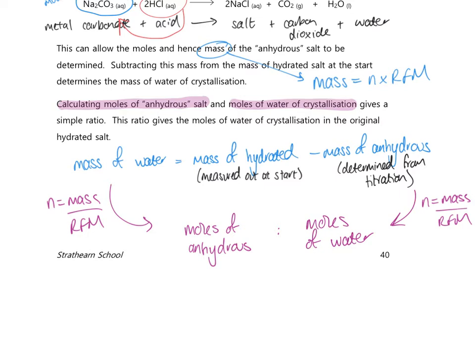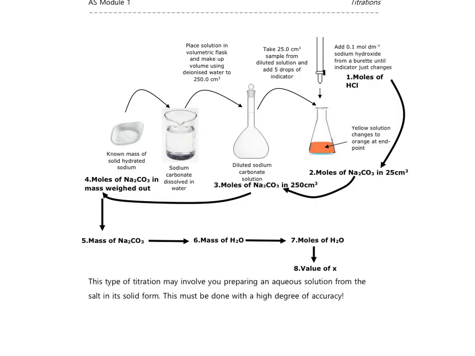Whereas previously you would have heated to constant mass to determine the mass of your anhydrous salt. But this ratio stage is exactly the same. So this is an overview of the method and a diagram to represent that, and essentially then how we get our different calculations from this.